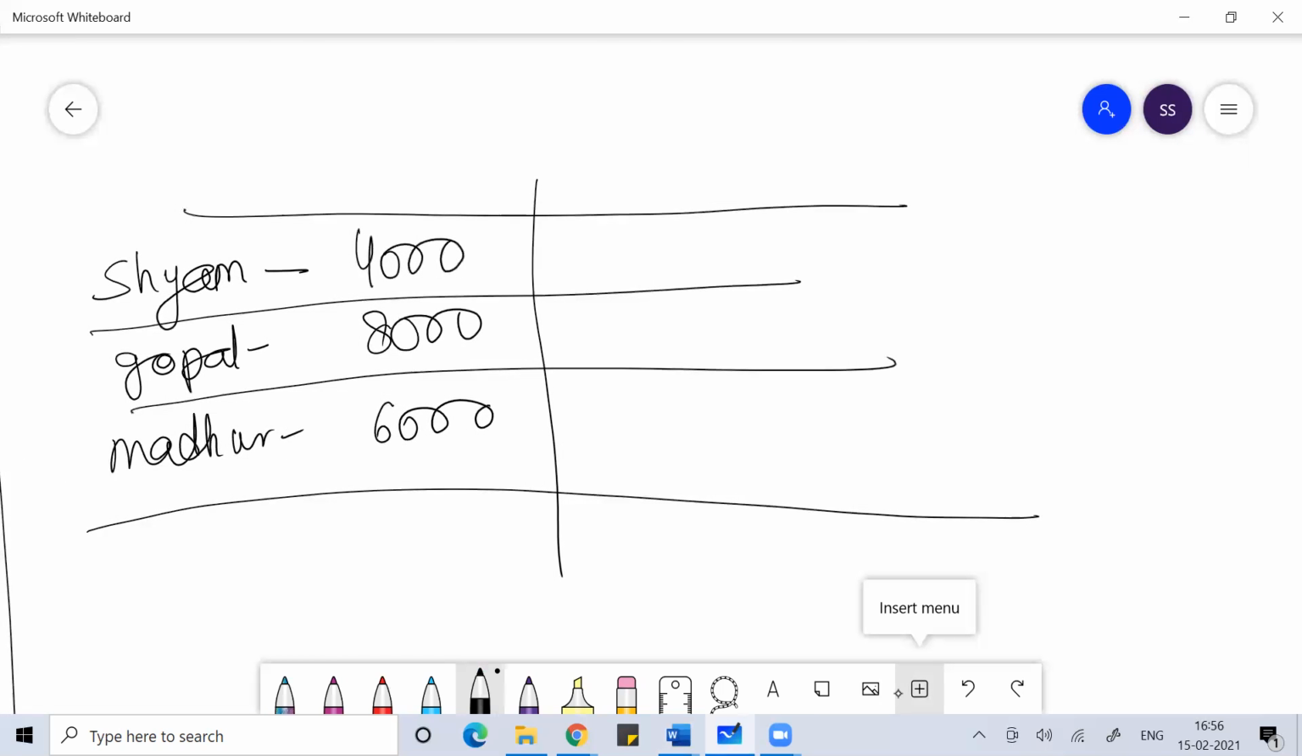This is their initial investment. Shyam, Gopal and Madhur, this is the initial investment. I talked about only the basis of initial investment, and in what ratio will they divide their profit? That will be 2 is to 4 is to 3.